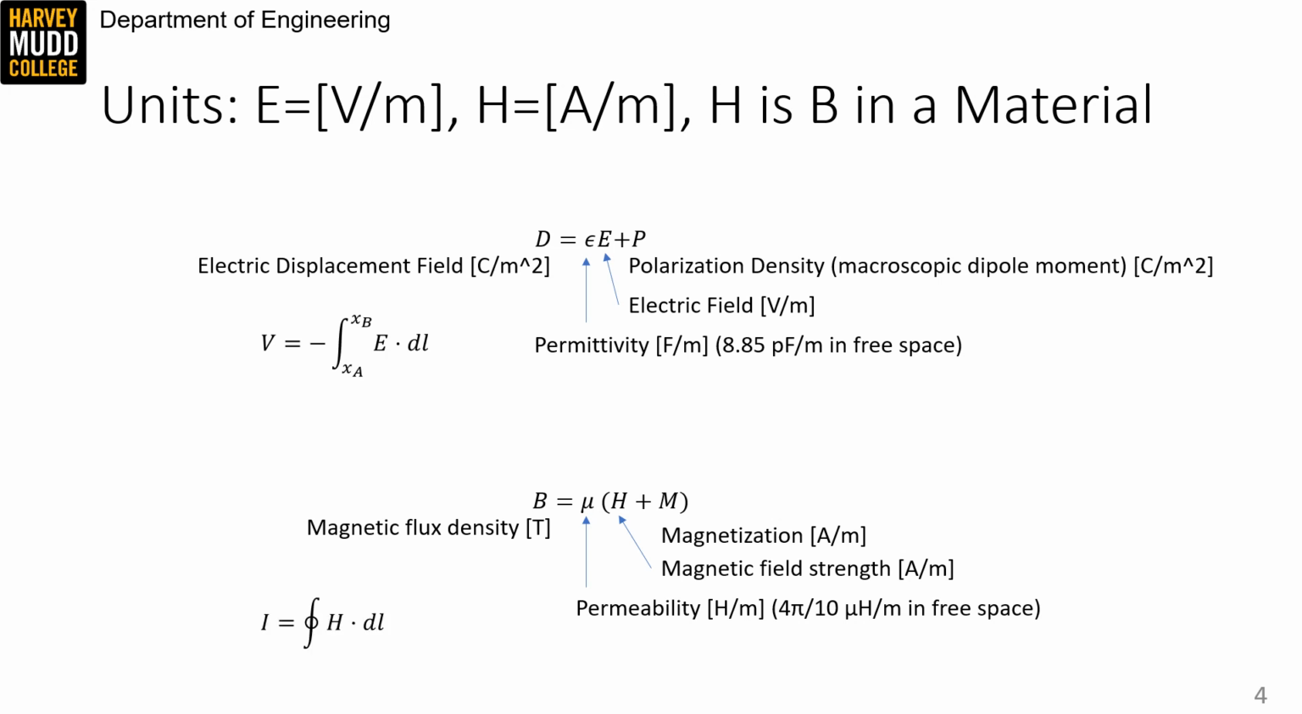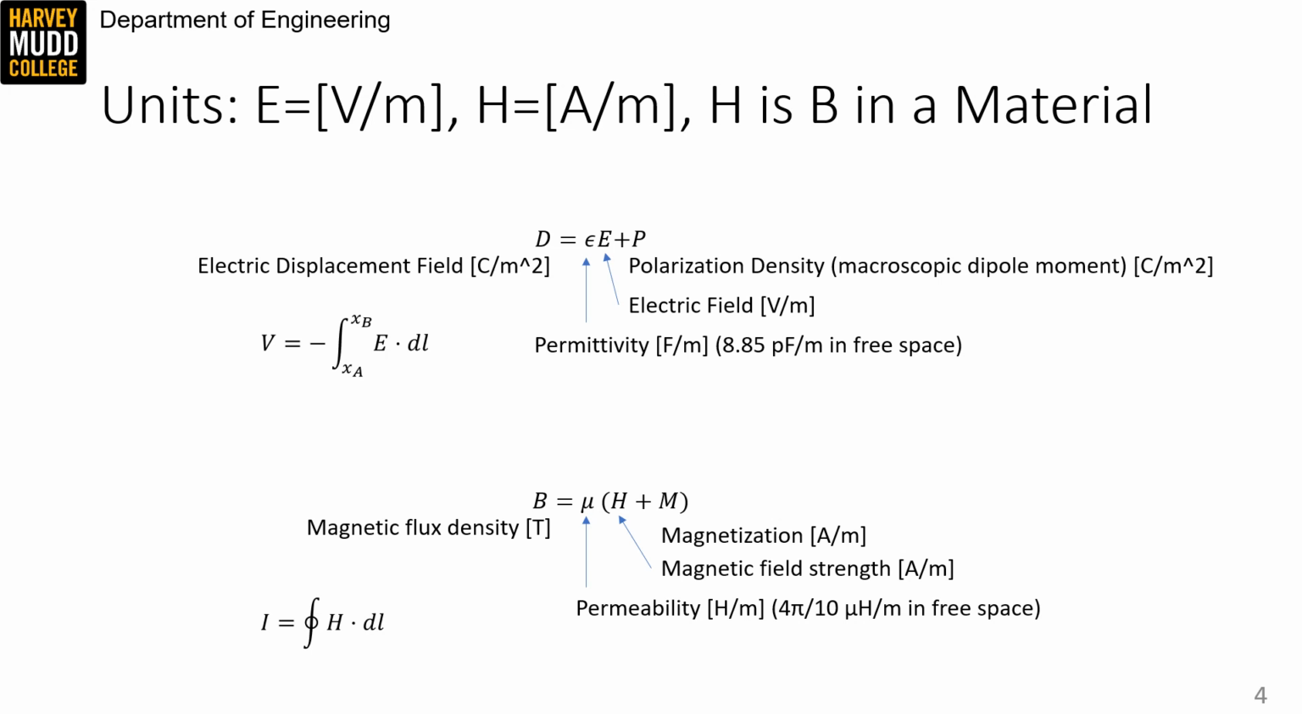Just like voltage can be defined as an integral of E field, current can be defined as an integral of H field. In this case, you have to take an integral around a closed contour of H. Finally, magnetization, M, represents magnetic fields that are built into the medium you're considering, just like polarization. And also just like polarization, magnetic fields are made up of the sum of microscopic magnetic moments.